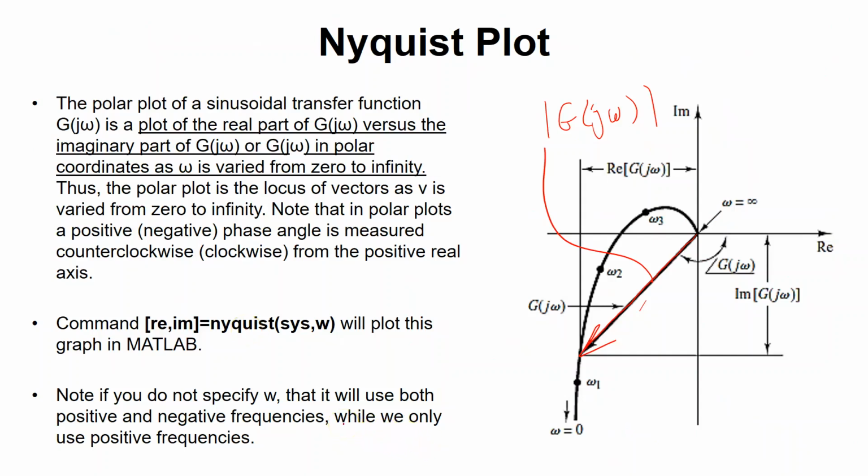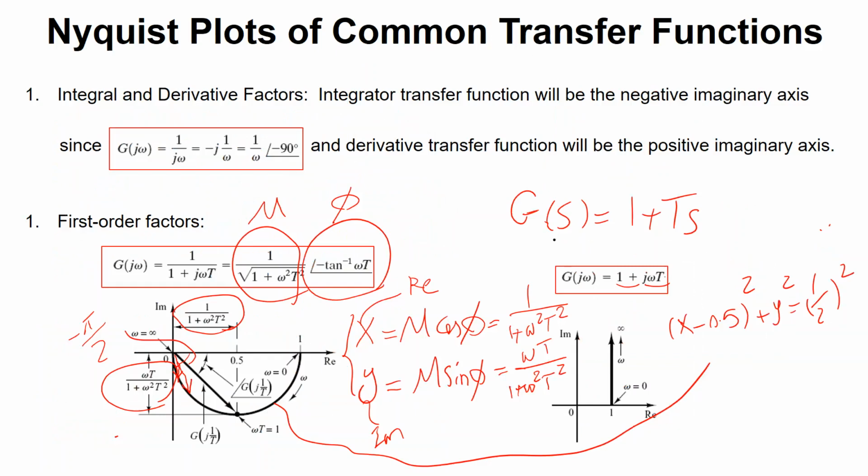When you run the Nyquist command in MATLAB, it plots for both positive and negative omega if you do not pass the range for the frequency. It will do it for both positive and negative, and you have to be careful about that. So let me show you. For example, I'm going to do the Nyquist plot for this system, 1 over 1 plus Ts, right? You see it's just a semicircle below the real axis.